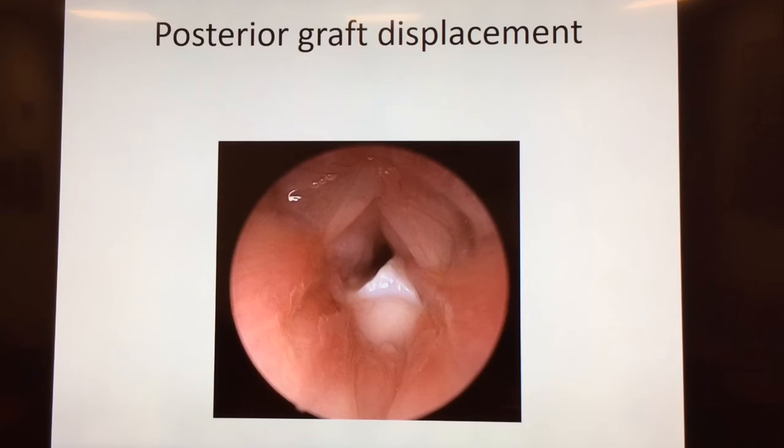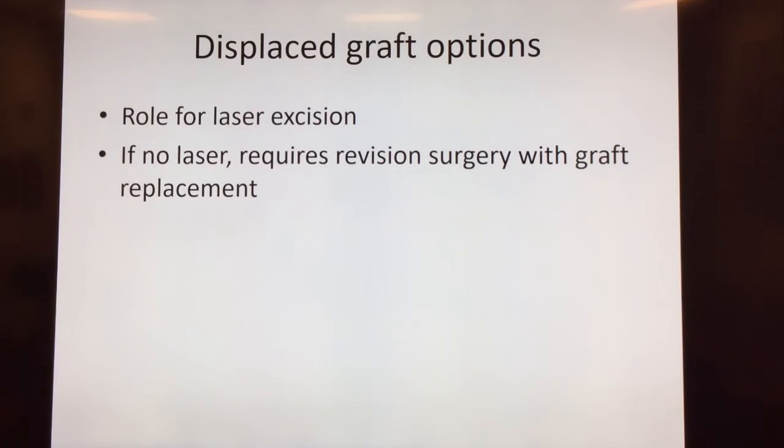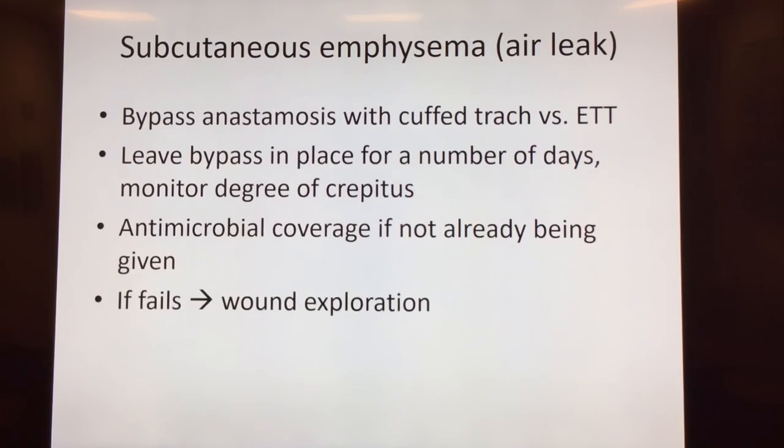Unfortunately, sometimes we do see posterior graft displacement, or any graft displacement rather, but this is an example of posterior graft displacement. So the big question is, what do you do when you see this? You have to do something in order to optimize your outcomes, because that's going to occlude your airway. There is a role for laser excision of these if you do have a laser available to you. Otherwise, unfortunately, you do need to go in and revise the surgery with a graft replacement and try to get that graft into place wherever it was supposed to be.